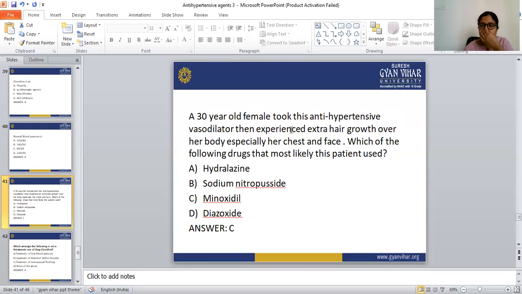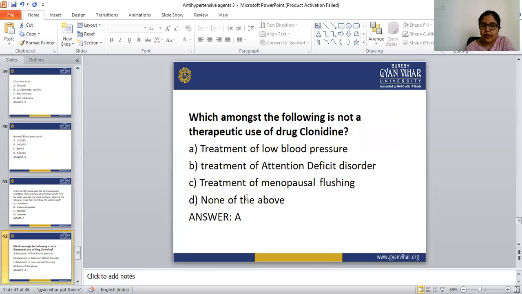A 30-year-old female took an antihypertensive vasodilator, then experienced extra hair growth over her body, especially her chest and face. Which of the following drugs did this patient most likely use? Minoxidil has the property of being antihypertensive as well as causing regrowth of hair. So minoxidil is the correct answer, C.